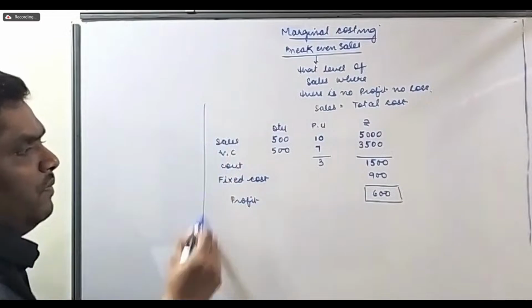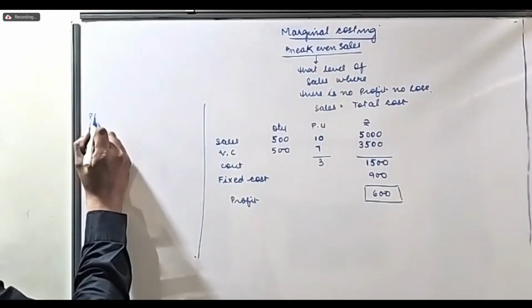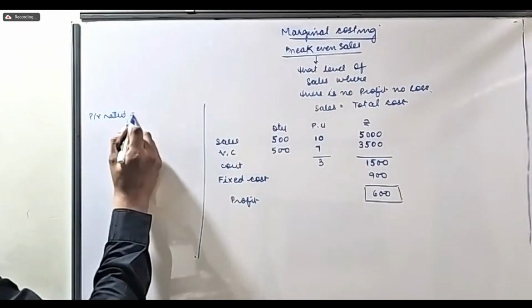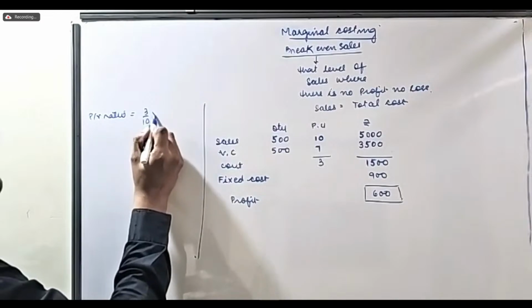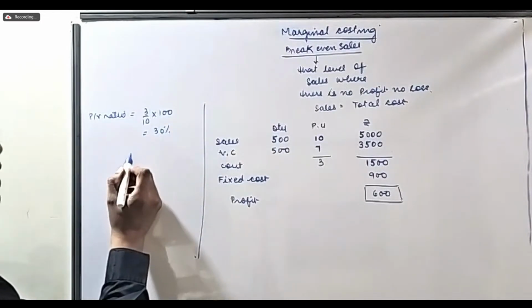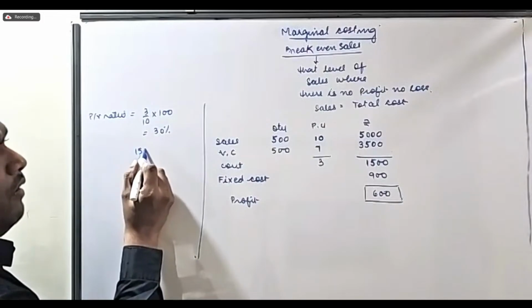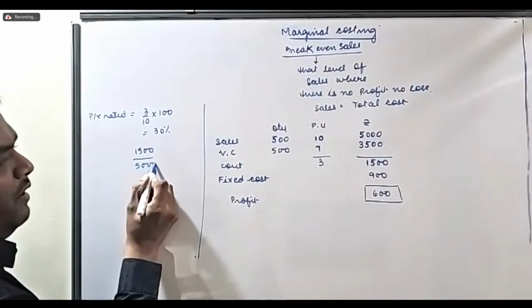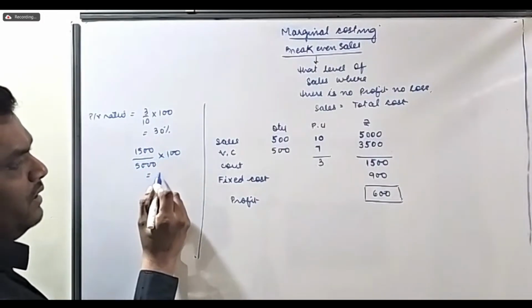Now, my PV ratio will be how much? 3 by 10 into 100, that is 30%. Or we can say 1,500 by 5,000 into 100. We can say 30%.